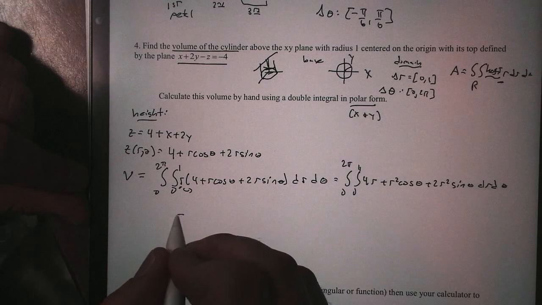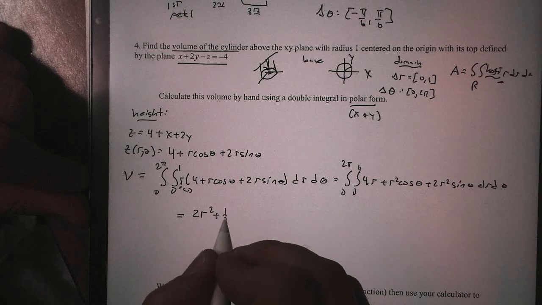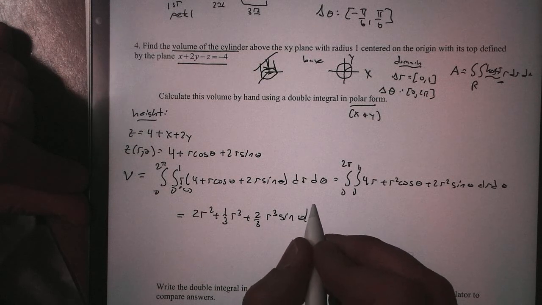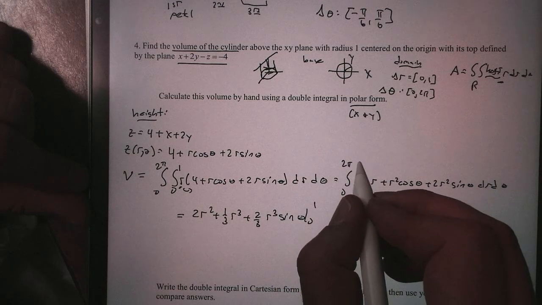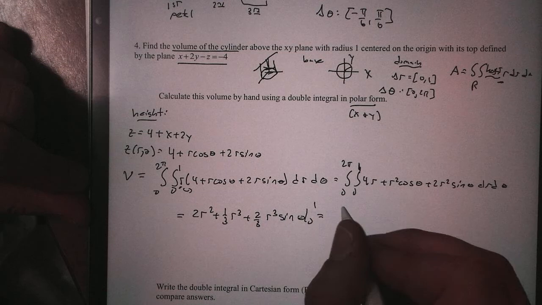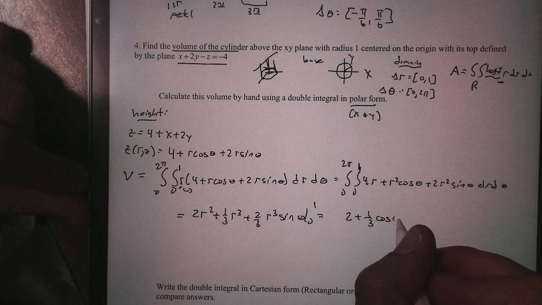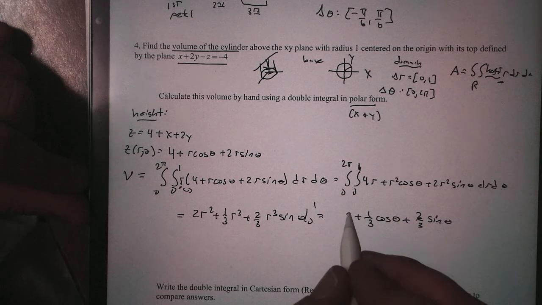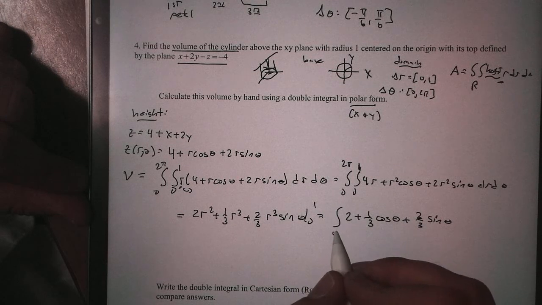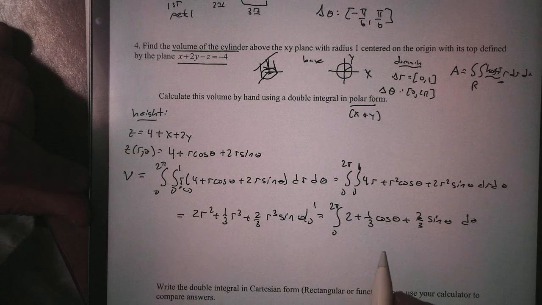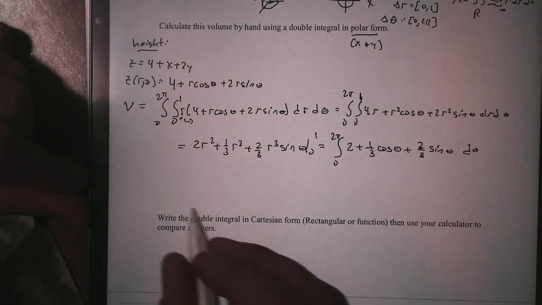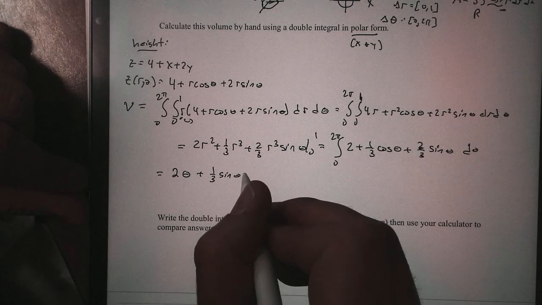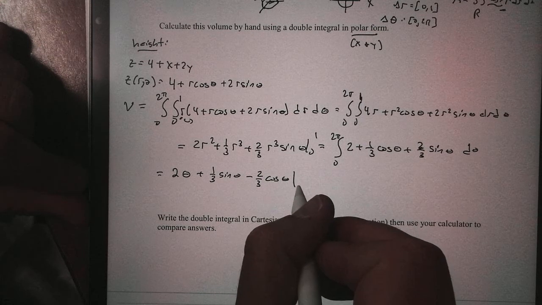When we integrate with respect to r, we get 2r squared plus 1/3 r cubed cosine theta plus 2/3 r cubed sine theta from 0 to 1. Plugging in 1, we get 2 plus 1/3 cosine theta plus 2/3 sine theta. We don't worry about the 0 because everything just goes to 0. I'm going to integrate that between 0 and 2 pi d theta. When we integrate here, be very careful. We get 2 theta plus 1/3 sine theta minus 2/3 cosine theta from 0 to 2 pi.